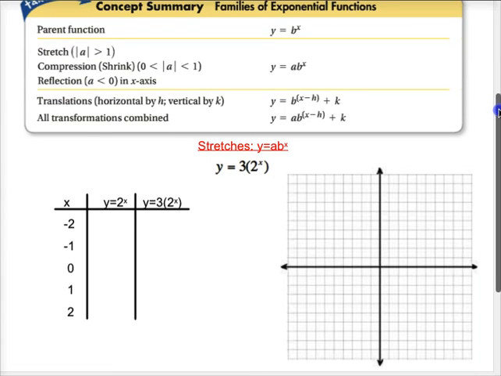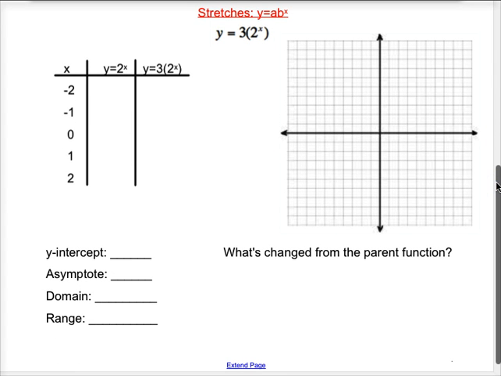Now we're still going to be using the same strategy. We're going to be starting with a table. All right? So in this one, we know the basic 2 to the x function. All right, so that's going to be our parent function, our basic function. So 2 to the negative 2, we know is 0.25. 2 to the negative 1, we know is 0.5. 2 to the 0, we know is 1. 2 to the first, we know is 2. 2 squared, we know is 4. So we know all of those values for the parent function.